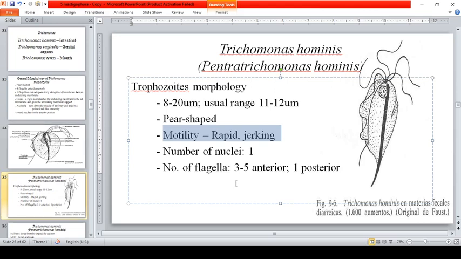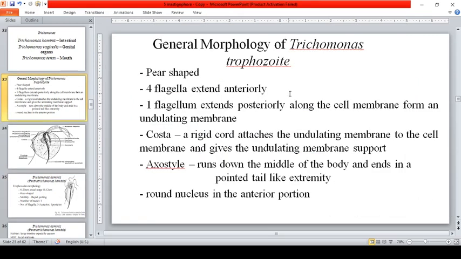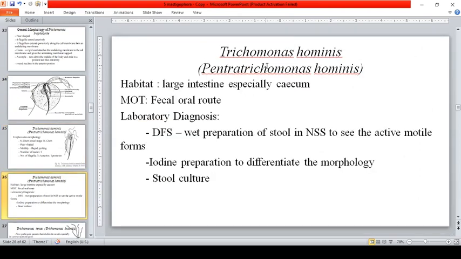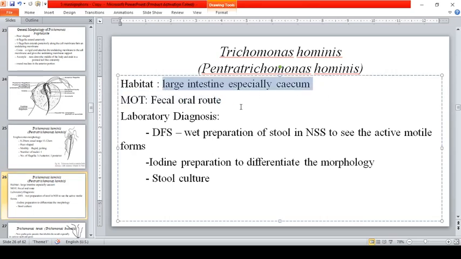So, hindi din pare-pareho. Okay? Kasi meron siyang range. 3 to 5 in the anterior and 1 in the posterior. So, for the Trichomonas hominis, again, that is found in the intestine. Okay, habitat, large intestine, especially in the cecum.